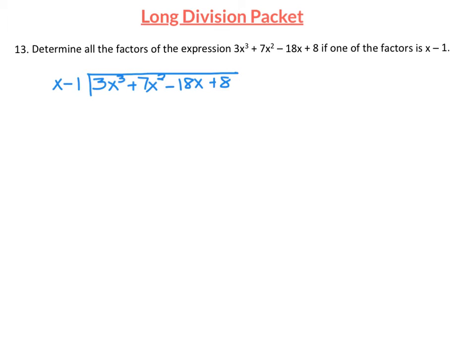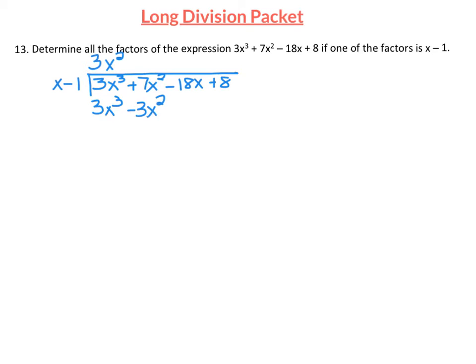All right. So first thing we're going to do is we're going to look at our first term out here and our first term under the division bar. And we want to say to ourselves, what could I multiply x by to give me 3x cubed? Well, I'm going to multiply it by 3x squared. So let me put a 3x squared up here. Okay, so now 3x squared times x is 3x cubed. And then 3x squared times negative 1 would be negative 3x squared.